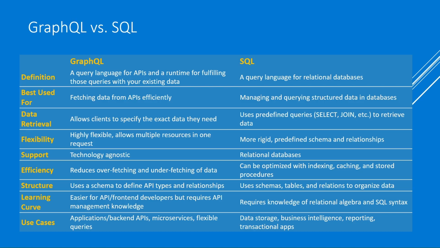That's not to say that GraphQL cannot be used on the backend. It can, of course. So use cases for GraphQL: it can be used for front-end applications, for back-end APIs, microservices, and basically consolidate data from multiple data sources. SQL is widely used for data storage, business intelligence, reporting, transactional apps. So let's get started, again, drawing some comparisons and parallels between SQL and GraphQL.